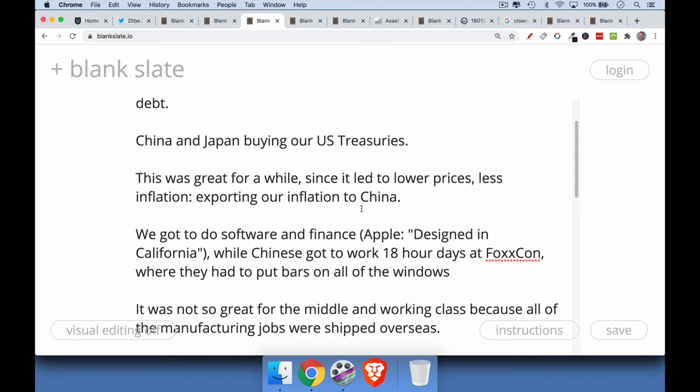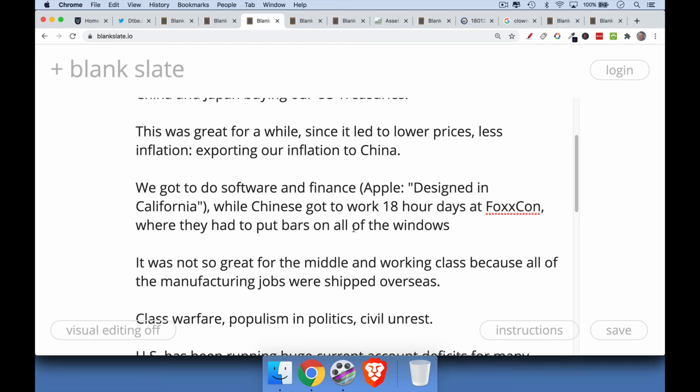in Silicon Valley, while the Chinese got to actually assemble these phones at Foxconn and work 18-hour days, and they had to put bars on the windows of the factories because they were having so many suicides. So there's always a dark side to this. But on the surface, it was fairly good for Americans, especially if you were upper middle class or above. It was devastating, really hollowed out the middle class and the working class as these manufacturing jobs were shipped overseas. The people who really benefited were the people who did finance, hedge fund guys, financial engineering, software, etc. Not good for people who actually made stuff. Now, hopefully after COVID, a lot of this will actually come back to the U.S.